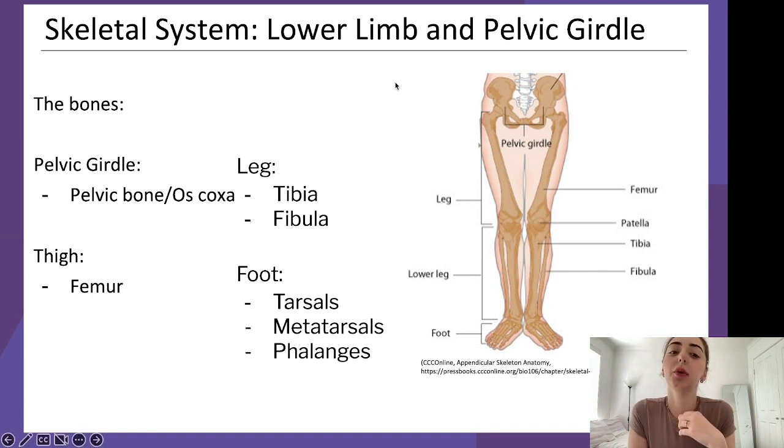Okay, and then with the leg, we have the tibia and fibula. Oh, sorry, that's the lower leg. Lower leg is tibia and fibula. And then the upper leg is the femur. And then the foot, instead of carpals, we have tarsals, metatarsals, and phalanges again. So leg, we have the femur, and lower leg, we have the tibia and the fibula.